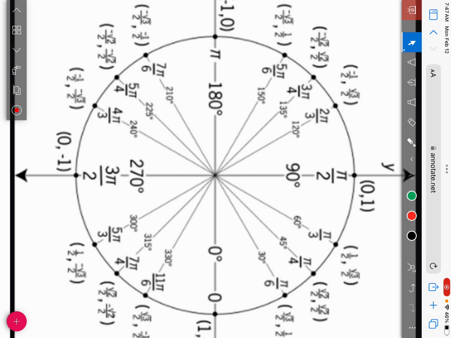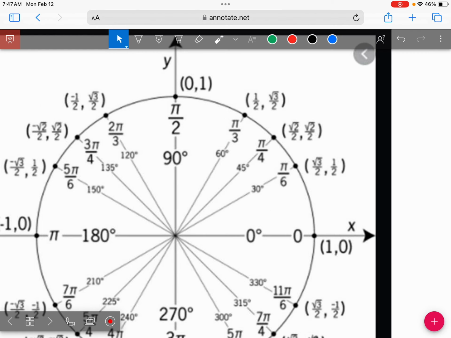Here, we're looking in quadrant 1. We're looking for where the slope, it's tangent, inverse tangent, where the slope is going to be 1. We get a slope of 1 when our x and our y are the same value. And that happens right here. So our answer is going to be pi over 4.